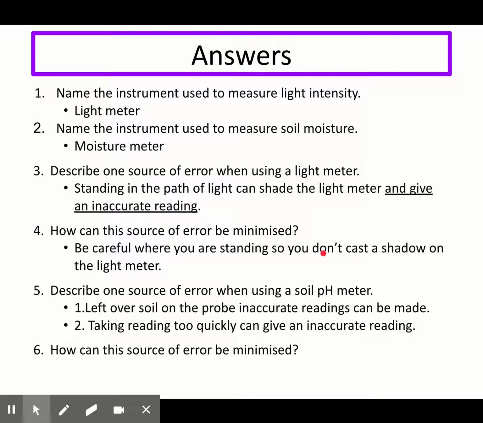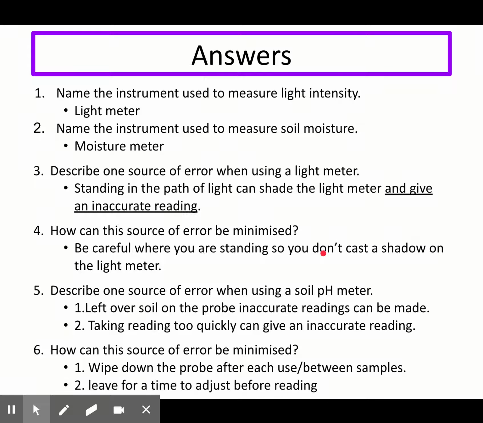How could these sources of error be minimised? Whichever one you chose, if you chose the leftover soil on the probe giving an inaccurate reading, you would say you would wipe the probe down after each use or between samples. But if you chose taking the reading too quickly, you could say you leave time for it to adjust before reading.